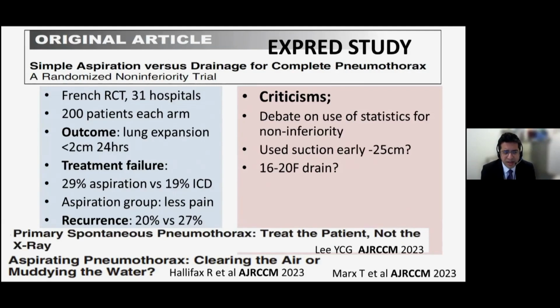So the French study, which I was mentioning, was published last year and was about 200 patients. They randomized patients to simple aspiration or drainage, and their outcome was lung expansion less than 2 centimeters at 24 hours. In those who had aspirated, about 30% had treatment failure, whereas obviously slightly less in those who had a chest drain. And the reoccurrence rates were slightly less if you had aspiration than if you had a chest drain. But they did use suction fairly early on, which is not common practice, with quite a high pressure. And I suppose we still need to come back to, as Gary Lee, who's in the audience and has spoken on this symposium, wrote a supporting editorial saying we need to probably treat the patient and not the X-ray here.